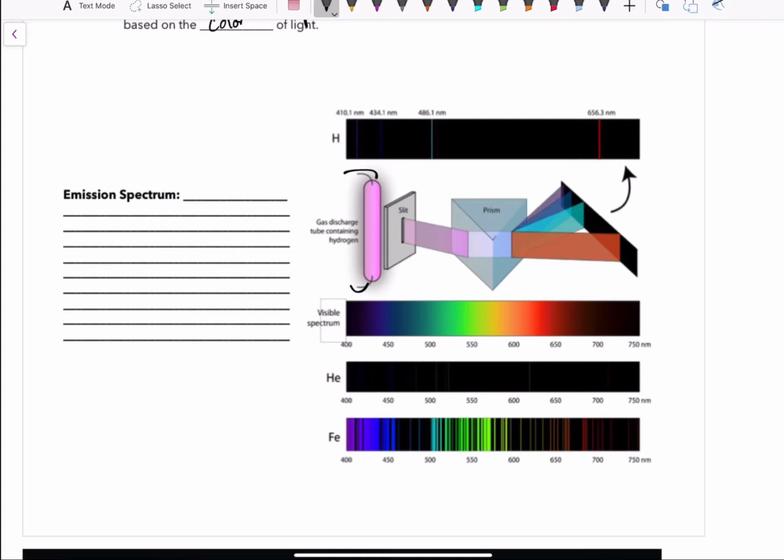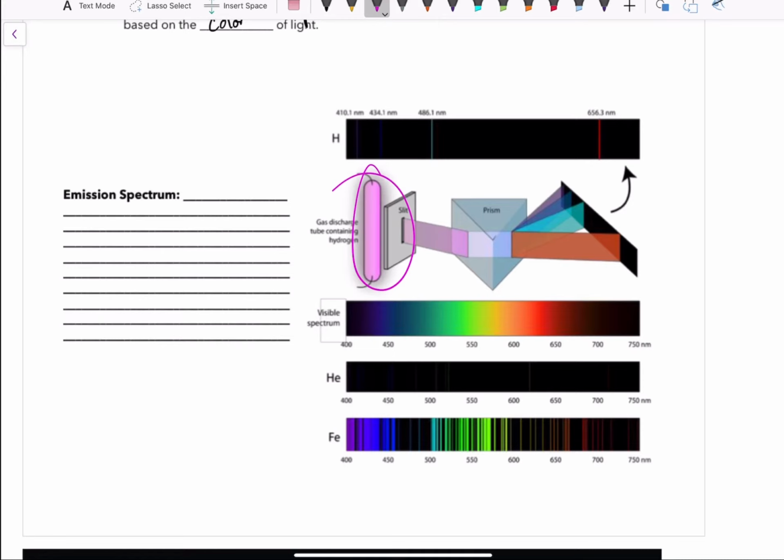And all of those electrons in the hydrogen tube, they are jumping up from their ground state to an excited state and then falling back down. And as they fall back down, they are emitting light that's a particular color. So hydrogen does look like that. It's this nice magenta color.